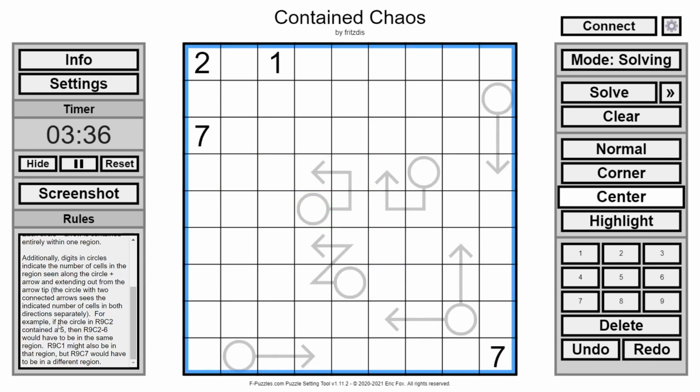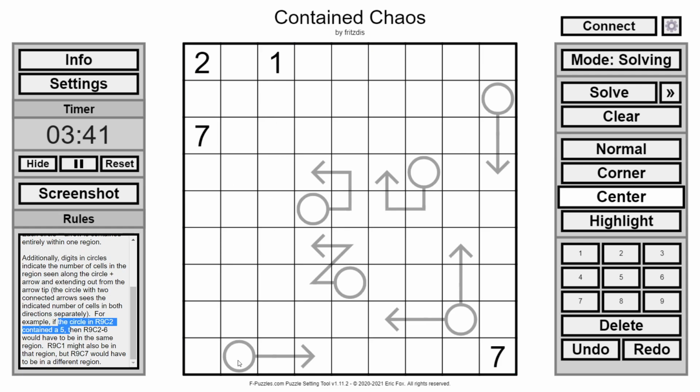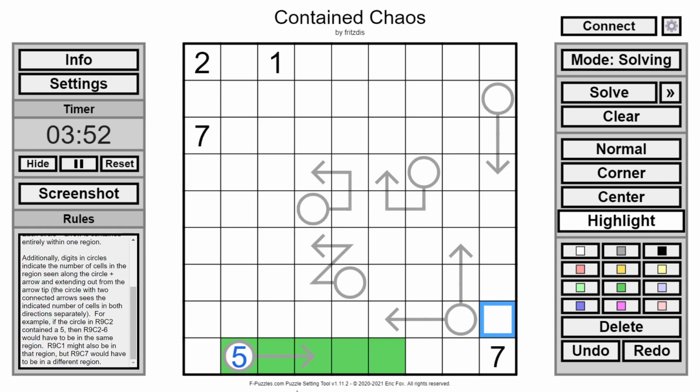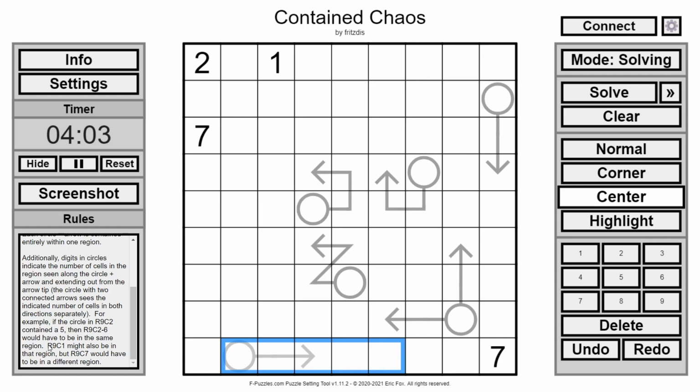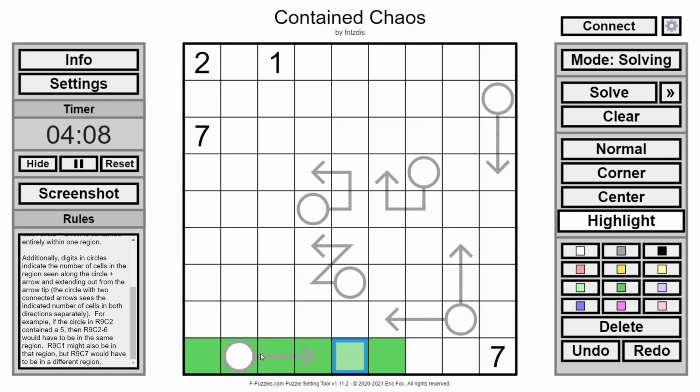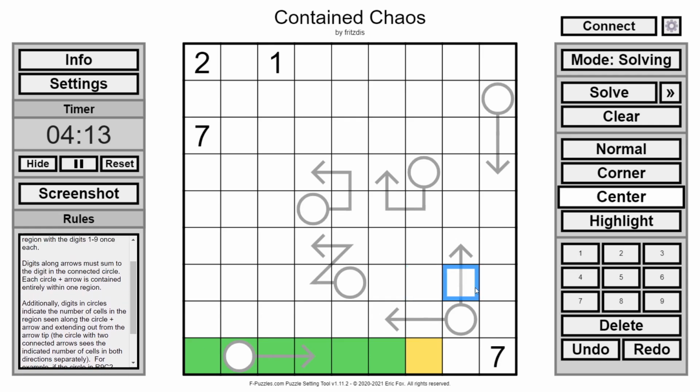If the circle within row 9, column 2, I could have just done the example here, contained a 5, then row 9, column 2 through row 9, column 6 are all the same. That's the same thing, although I did it with a curly one. Because this is a 5, all 5 of these cells are all in the same region. And they can work backwards, so it'd be okay if all of these were in the same regions, but this cannot be in the same region. This must be something else. And there we go.